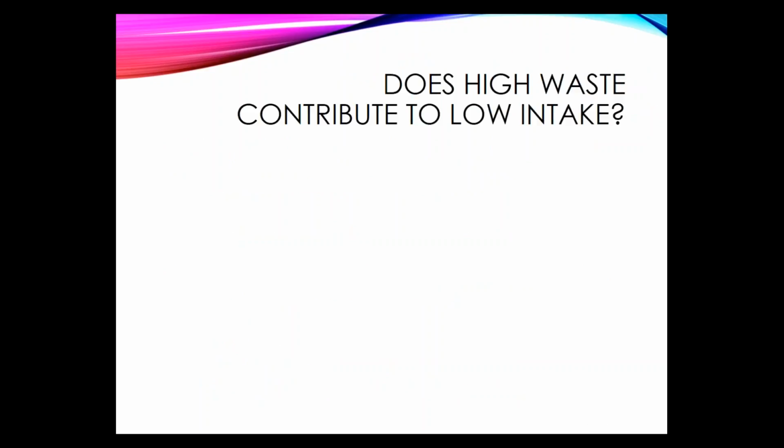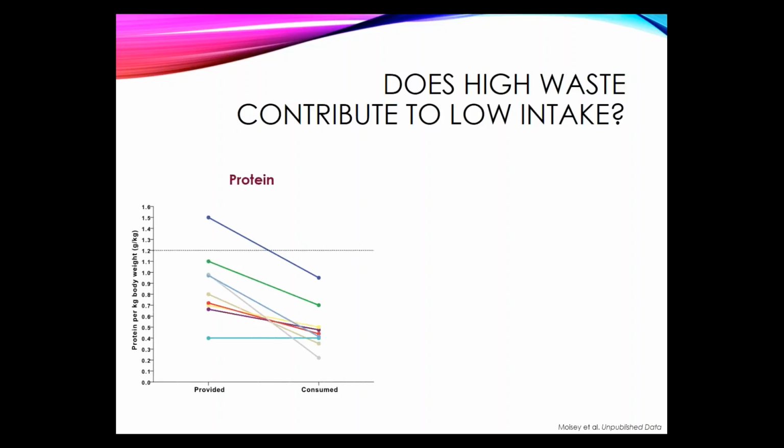So next, what I wanted to do is look at how protein and calories provided and consumed measured up when we related it to weight. So how many grams of protein or calories per kg body weight did what they were taking in translate to? Part of the rationale for doing this was that previous studies looking at high food waste have concluded that this high waste contributed to low intake because what was provided met requirements. However, what we found wasn't the case.